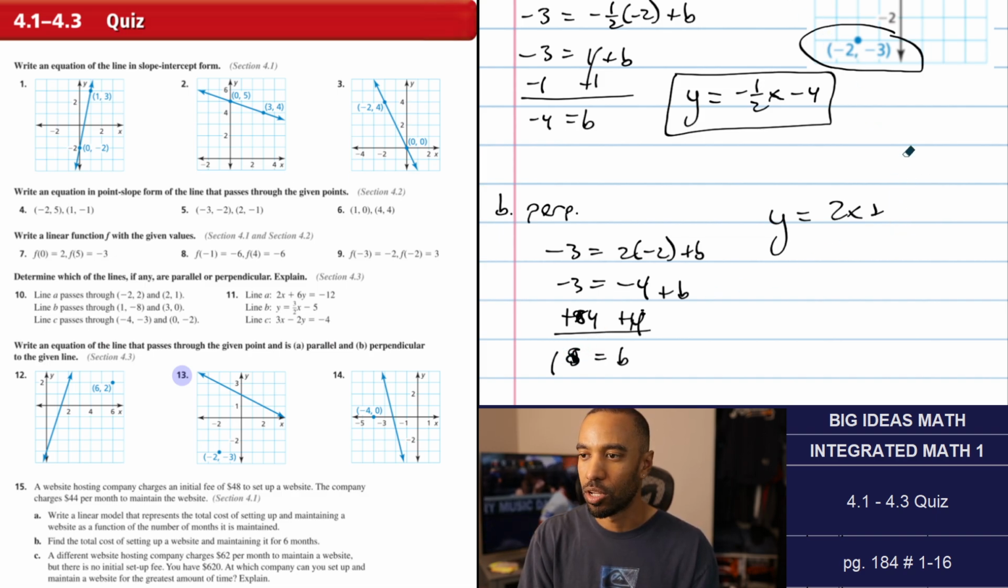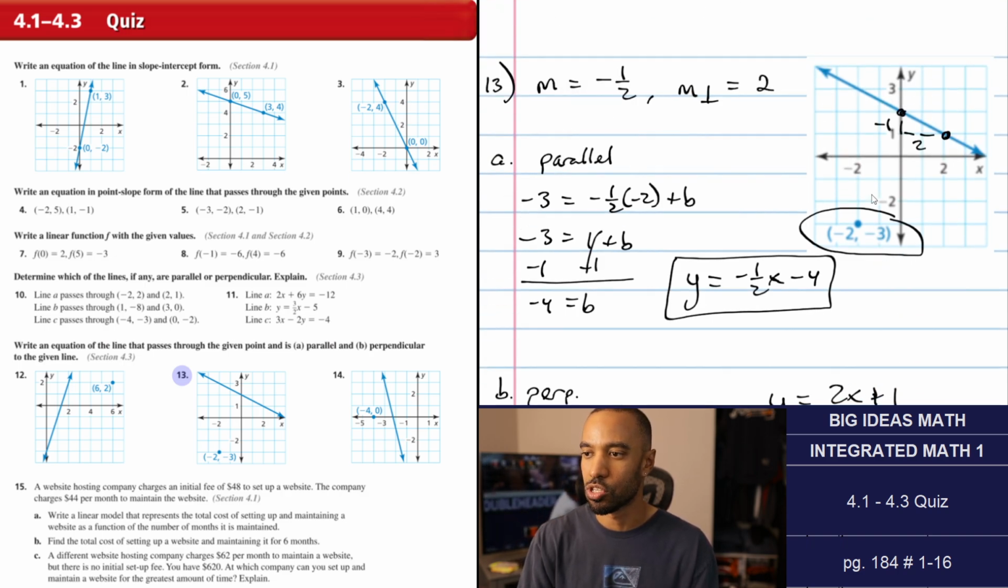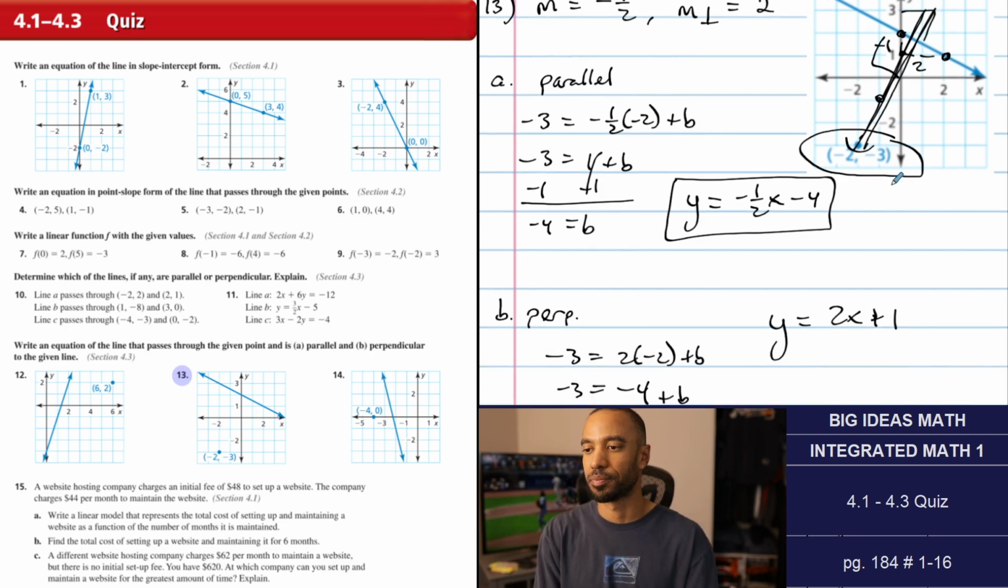Now, I probably could have looked at this graph and done a double check on that to see what would make most sense. If this is a slope of 2, up 2 over 1, up 2 over 1, look, it does cross at 1. It doesn't cross at 5, so there's the perpendicular one like that.